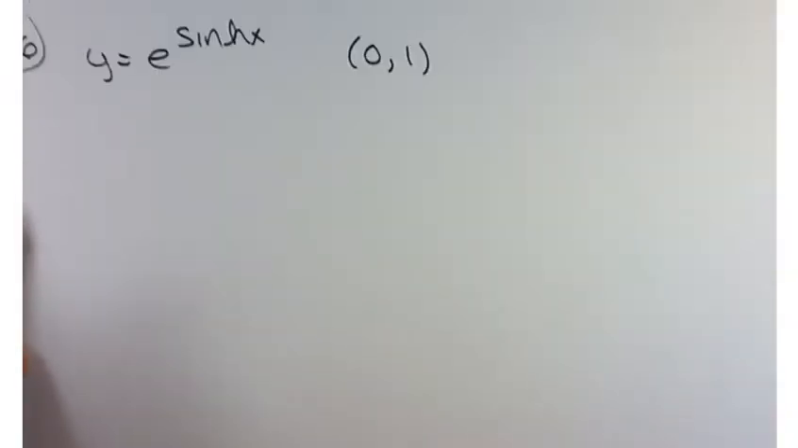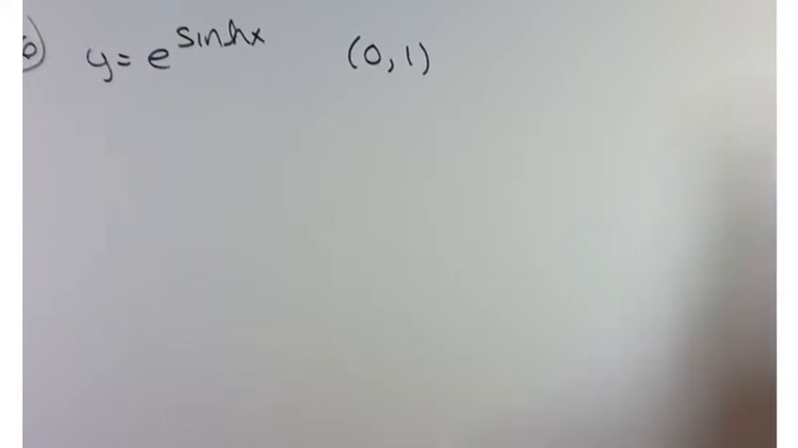Okay, so our function in problem number 36 is e to the cosine of x. Or e to the hyperbolic cosine of x, I think. Nope, hyperbolic sine. There we go. y equals e to the hyperbolic sine of x. And we want the equation of the tangent line through the point (0, 1).